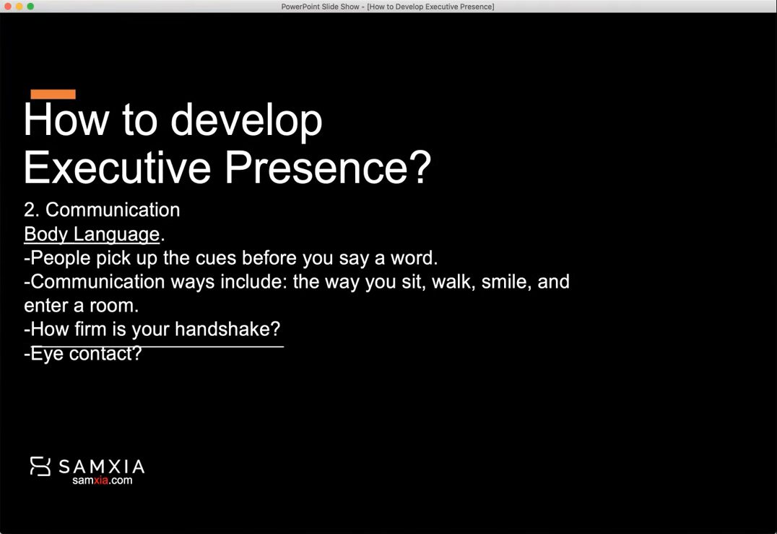And body language. This is a soft skill that we also want to pay attention to. People pick up the cues before you even say a word. Like, as a former professional waiter on a big group, I always know who to give the bill to, and I'm never wrong. I'm not super smart, but I know because that person's cues say a lot. You know, he is in charge. He has the money, and they happily accept the bill and pay with a credit card and give me a fat tip, right? So the ways we communicate include the way you sit, walk, smile, and even enter a room.